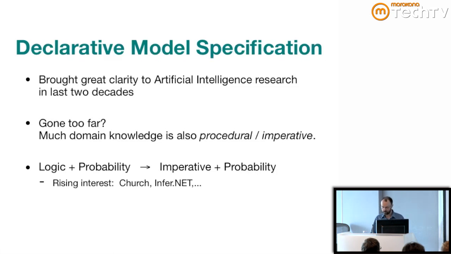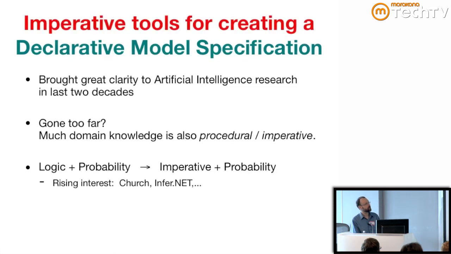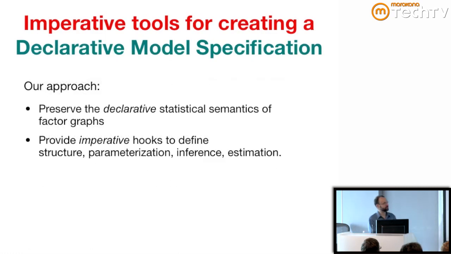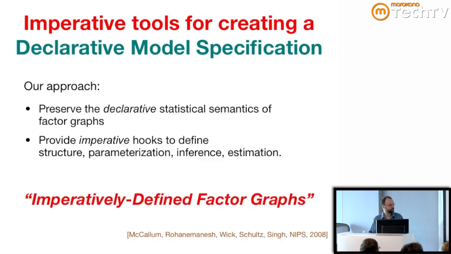And Infer.net and Church are 2 examples. So I'm interested in trying to get the best of both worlds by building imperative tools for creating a declarative model specification. So the approach in the toolkit that we're building preserves the declarative statistical semantics of factor graphs, the lingua franca for building probabilistic models, but provides these imperative hooks for defining their structure, their parameterization, the way that inference is done, and the way parameter estimation is done.